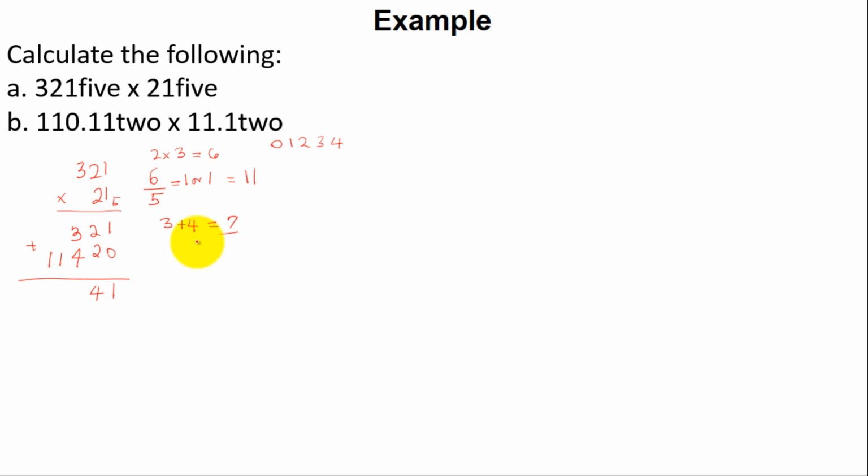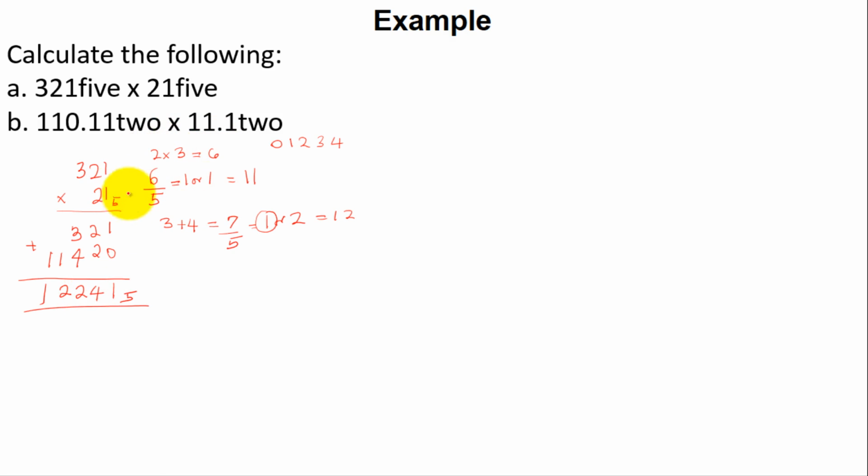3 plus 4 will give you 7. The 7 is more than 5. What we do is divide by 5. When you divide by 5, how many 5 will you see in 7? 1. Then remainder 2. Automatically you'll be having 1, 2. Then you write your 2 here. Then you take this 1 to the next line. The next line here is 1. 1 plus 1 will give you 2. Therefore, basically your answer will be 1, 2, 2, 4, 1 in base 5.